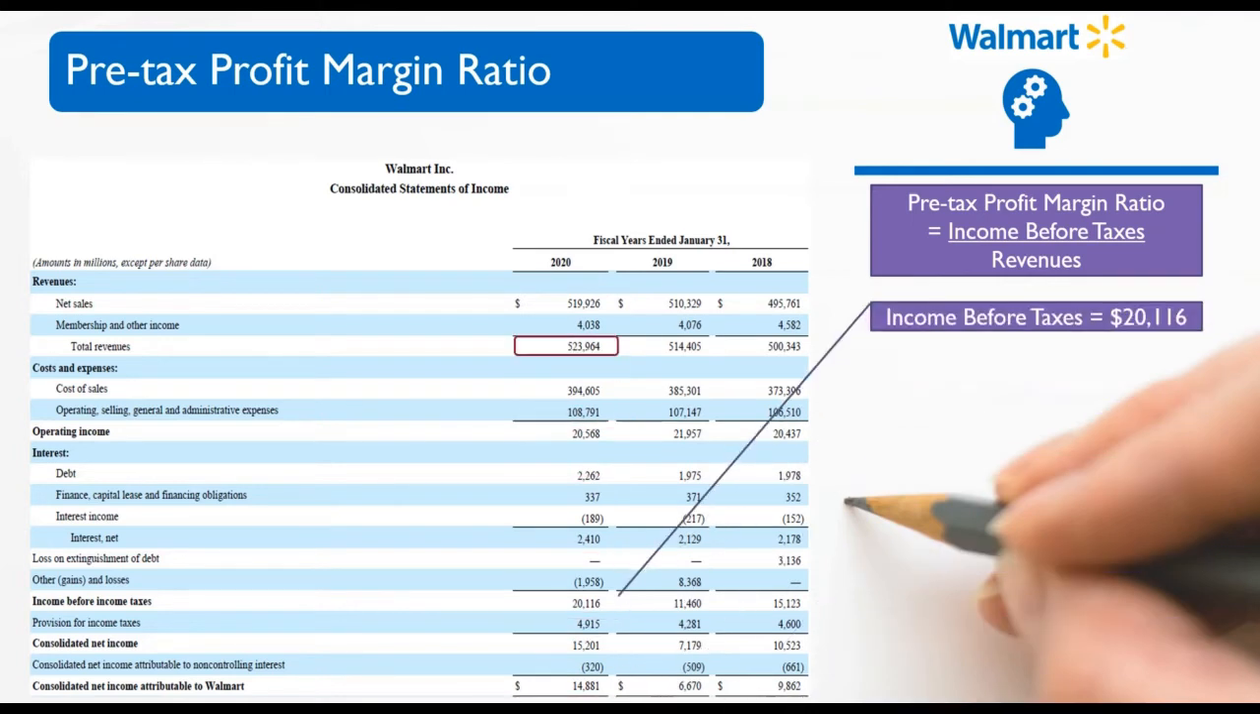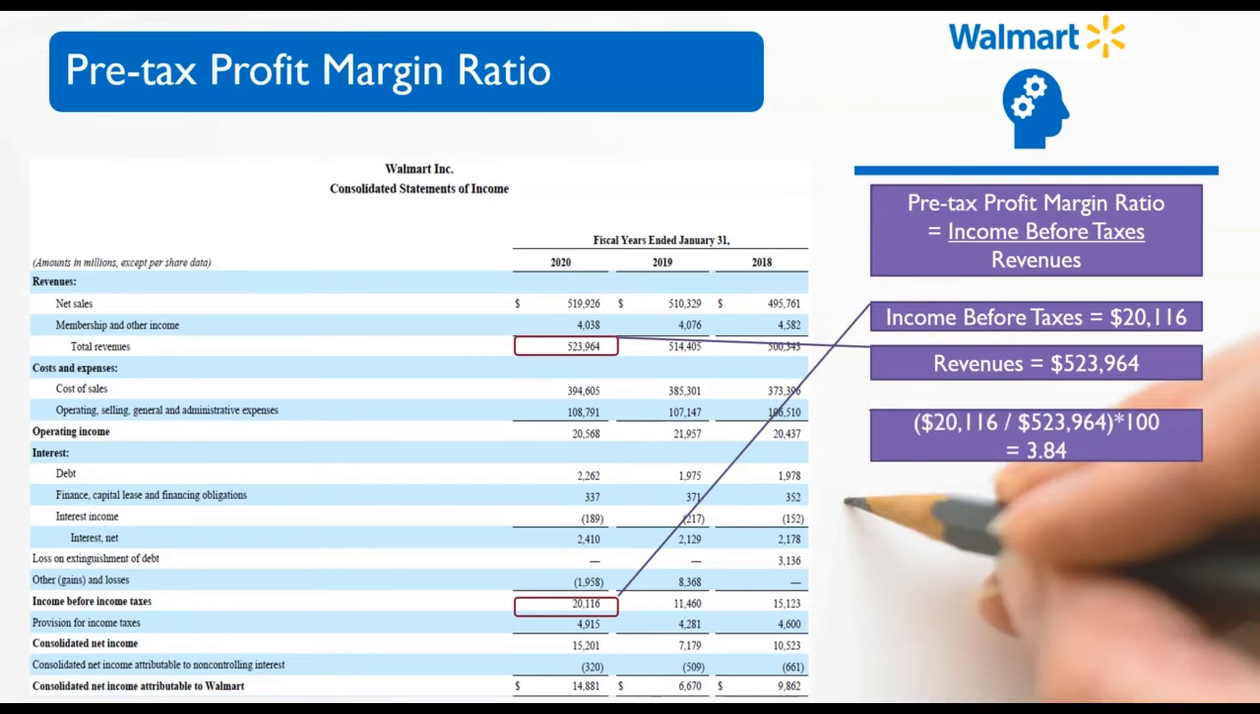First, we'll notice that income before taxes is around $20.1 billion. And then we have revenues of around $523.9 billion, or a little bit under $524 billion. Now, when you calculate that ratio, we get 3.84.